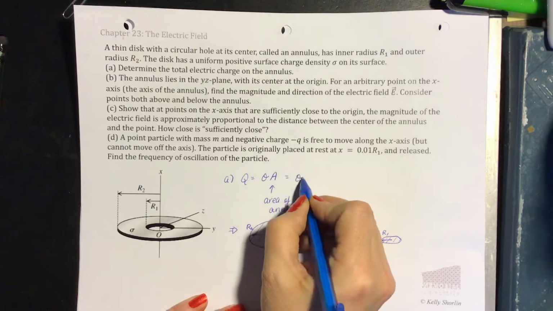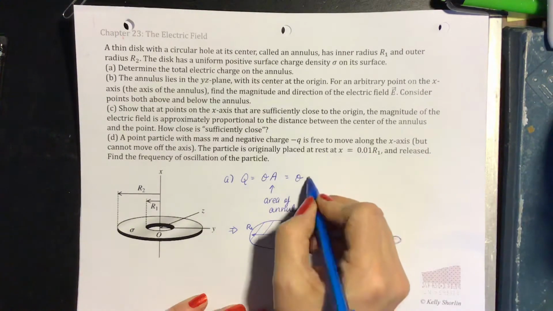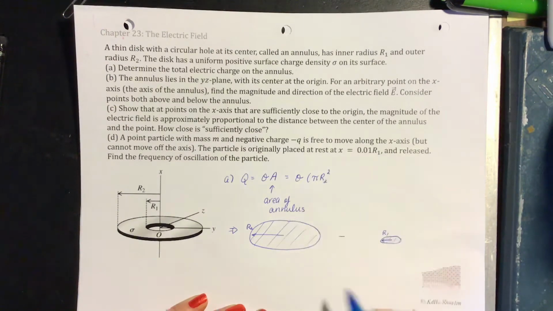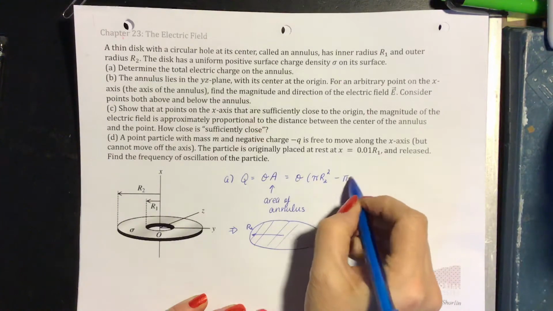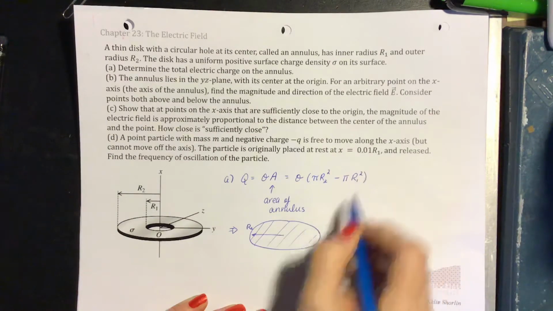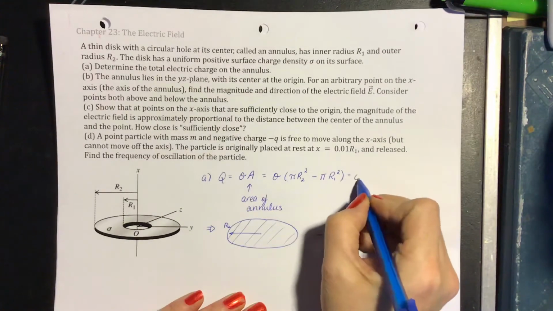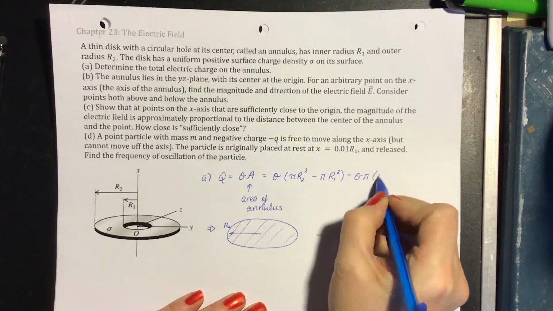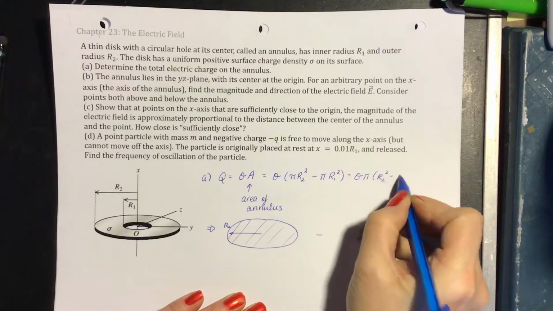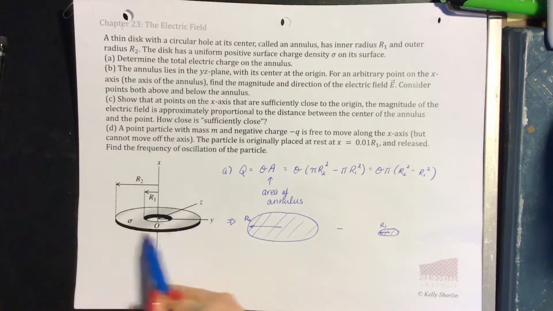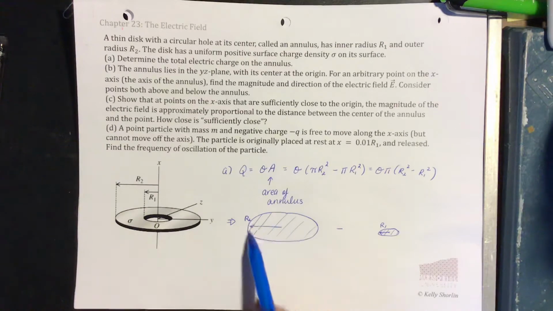So the area of a disk with radius R2 is pi times R2 squared, and the area of a disk with radius R1 would be pi times R1 squared. Then to simplify our result, we'll just haul the pi out front. We've got sigma times pi times (R2 squared minus R1 squared). So there's the net amount of charge on this annulus, which would be a solid disk with a smaller disk taken out of the center.